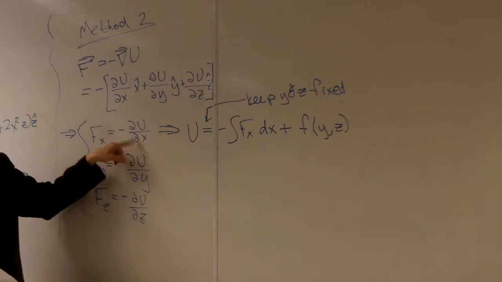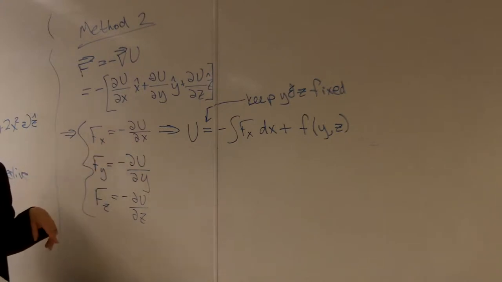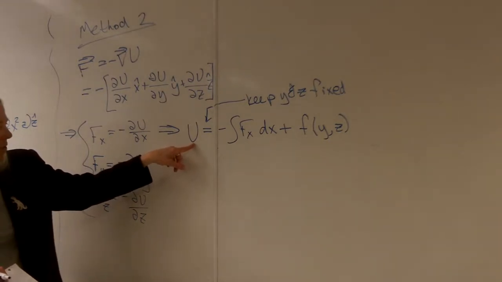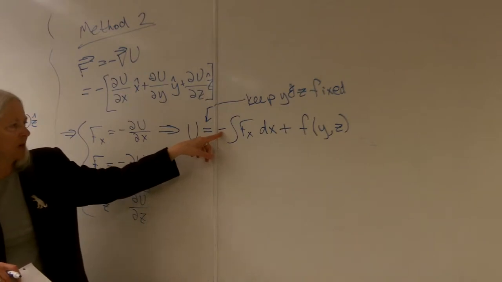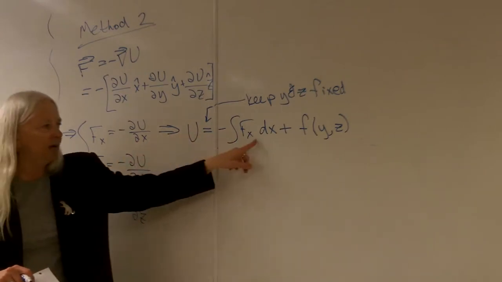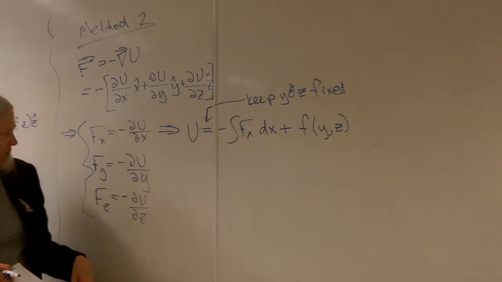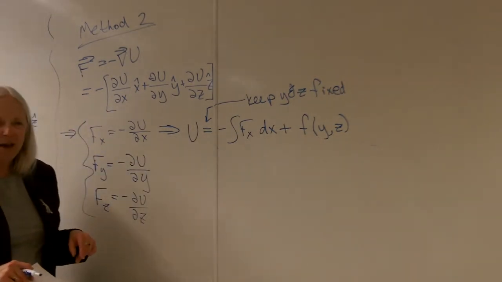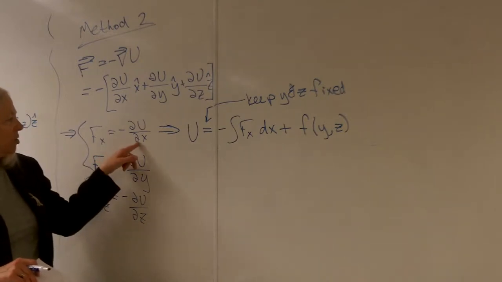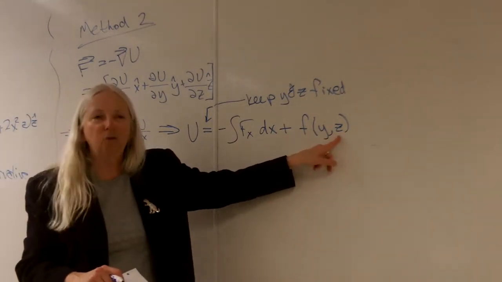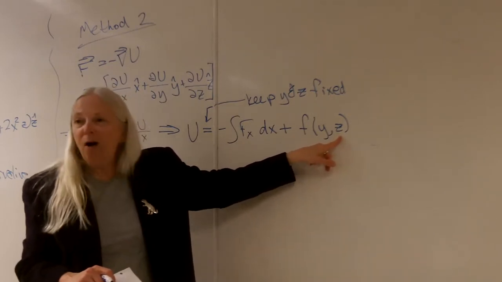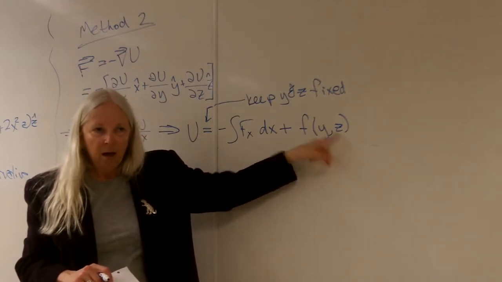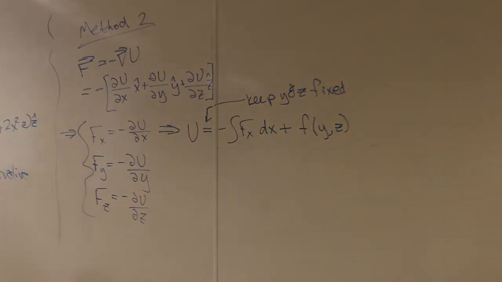Double check, go backwards and calculate minus du dx and see if we get f sub x. Well, if we take minus the derivative of this u with respect to x, the minus sign cancels the minus sign there. The partial derivative undoes this integral with respect to x in the first term, giving us f sub x. But this term, the f of y and z, doesn't depend on x. It only depends on y and z. So when I take a partial derivative of this expression with respect to x, I get zero from this term. So I have to allow the possibility that this function could be there. I can't assume it will be zero. And you'll see why, and what happens, with an example in a moment.